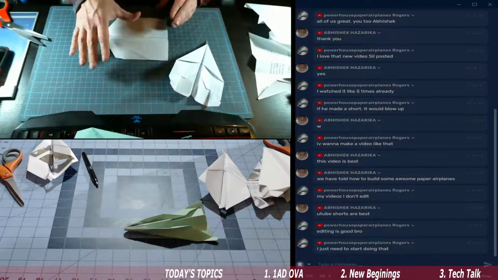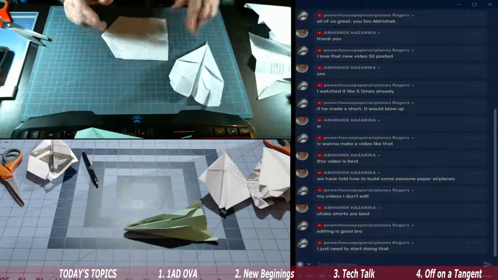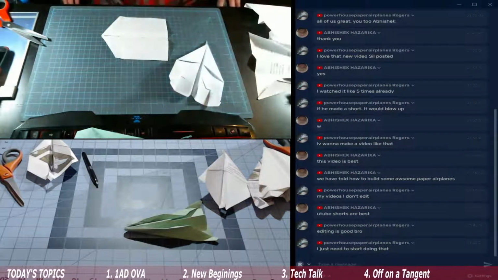One features a little bit more of the designing, one features a little bit more of the flying, so you can choose to rotate.